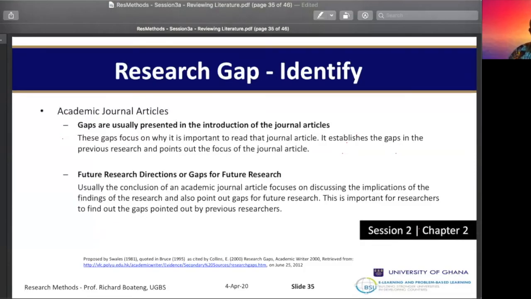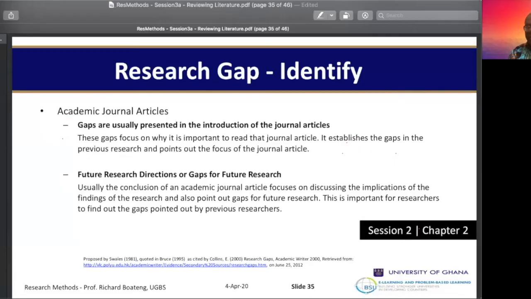Gaps are usually found in the introduction of a journal article, sometimes even in the abstract and introduction at the same time. And at the end. Those at the beginning of an article focus on why it is important to read that article and establish the gaps in previous research and point out the focus of the journal article, like we saw in the paper on triggers of consumer entrepreneurship. Those at the end of the article focus on discussing the implications and findings of the research and point out the gaps for future research.